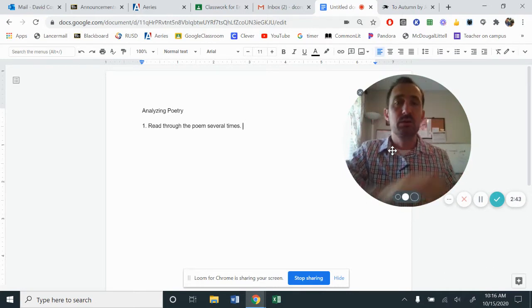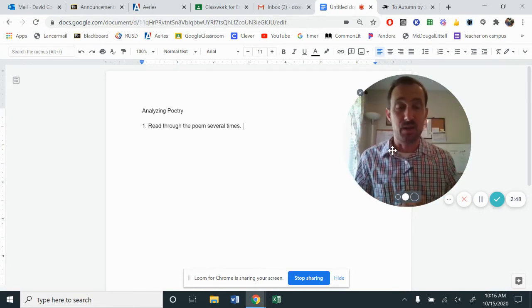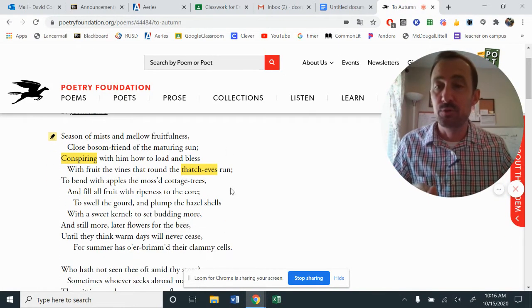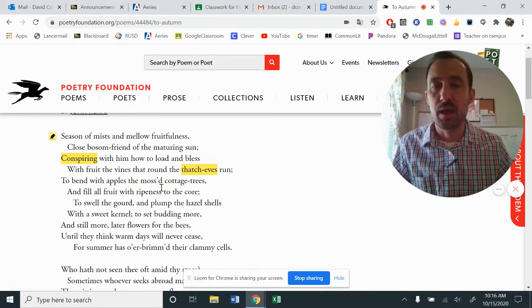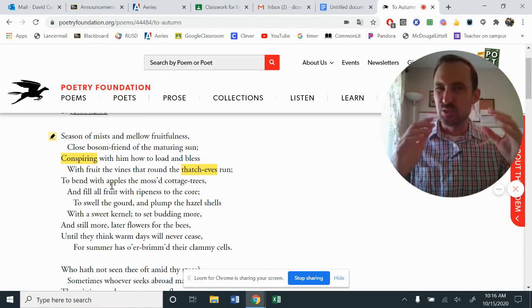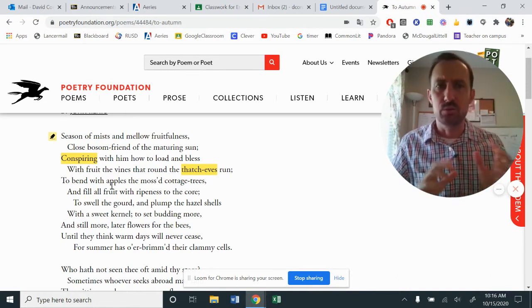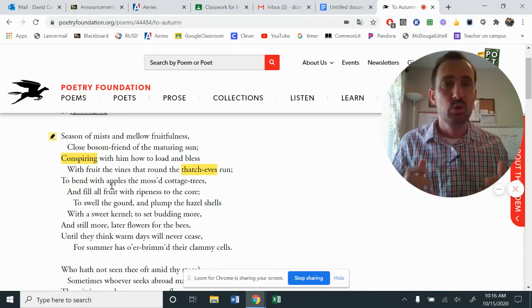Okay. Now, we read through the poem several times because if we read it through once, a lot of us, that's where we give up. We read through it and we go over here, "Seasons of mist and mellow fruitfulness, close bosom friend of the maturing sun, conspiring with him how to load and bless with fruit the vines that round the thatch eaves run, to bend the..." Like, already there's a lot going on. You can kind of see, okay, they're talking about nature and like the sun. Okay, great. But if we don't read through the entire thing multiple times, we're not going to get a sense.